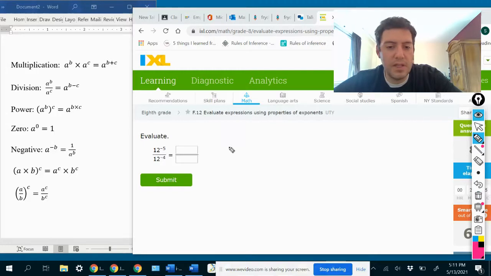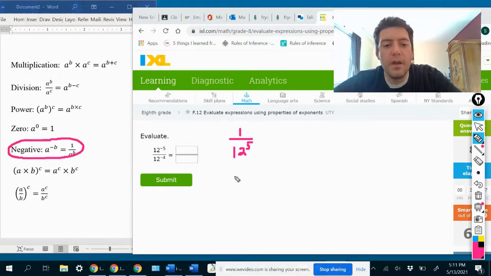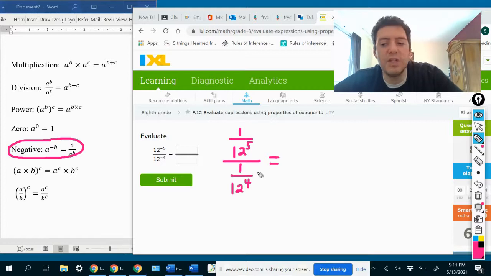Let me switch to pink because I like pink. So this is the same as 1 over 12 to the fifth power, right? That's according to this rule over here. And then in the denominator, we have 1 over 12 to the fourth power, okay? Again, according to this rule. But now we're just going to do keep, change, flip, okay? It looks really messy, but it's just keep, change, flip like you learned maybe in 5th grade.